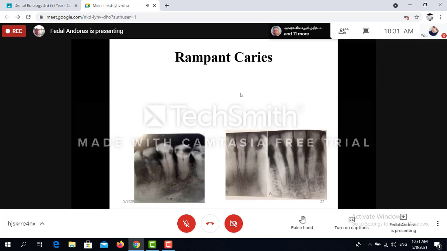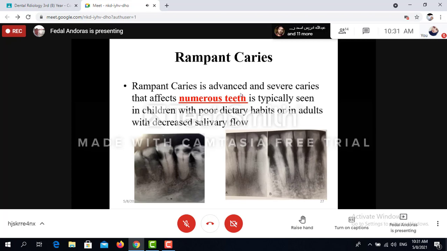Rampant caries, you might hear about this, or you will hear about this next year in pedodontology or pediatric dentistry. Rampant caries, rampant for its name, is advanced and severe caries that affect numerous teeth. It's typically seen in children with poor dietary habits or in adults with decreased salivary flow.